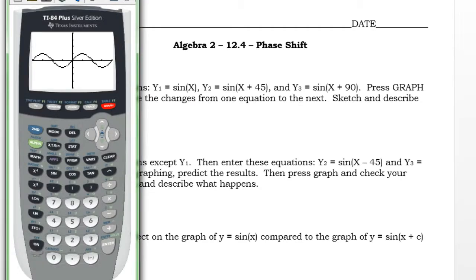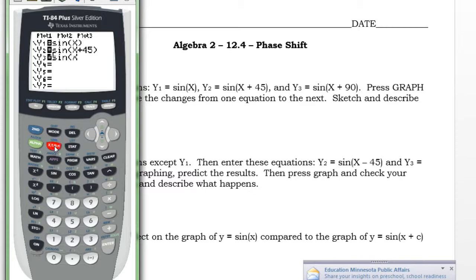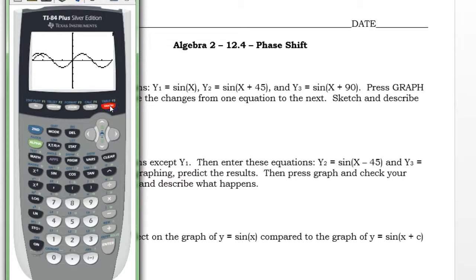We already know what a sine graph looks like. It slides through the origin and has that cyclic 360-degree rotation. I'm going to also graph the equation sine of x plus 45 and sine of x plus 90 to see what happens in each of those instances. My standard sine graph stayed there. Sine of x plus 45 is graphing, and there is sine of x plus 90.